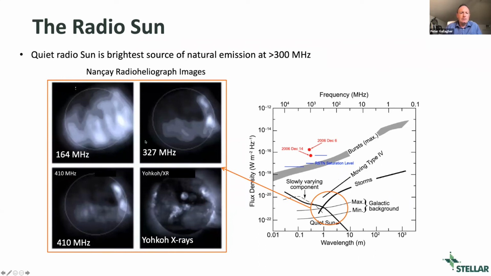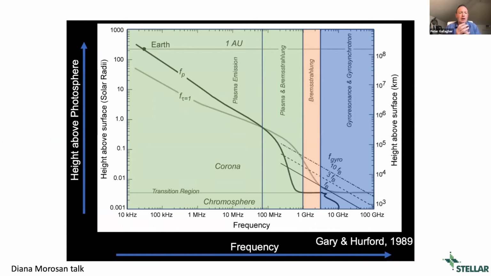Now, in order to interpret what you see here, it's important to look at the basic plasma physics of what's going on. This is a slide I took from Diana Morosan's talk. She'll be talking later on as well about these. This is a very powerful plot produced by Gary and Hurford in 1989. It shows the height above the surface in solar radii. This is the surface of the sun down here, the photosphere, and this is the Earth out here at 1 astronomical unit. If you go to high frequencies, which is what EOVSA would see out around here, you're really dealing with gyroresonance and gyrosynchrotron emission.